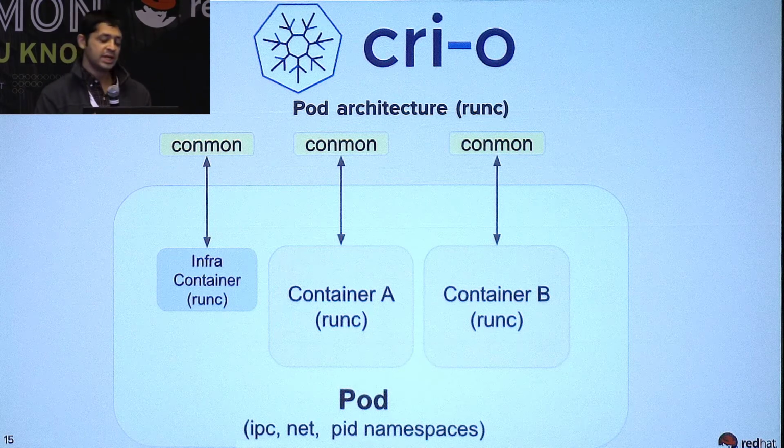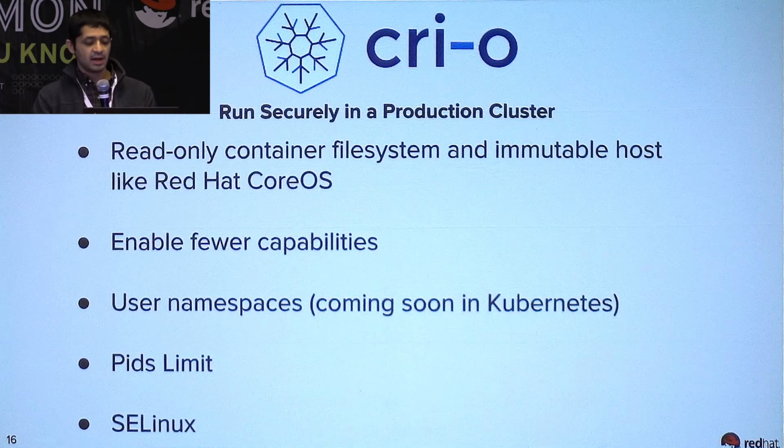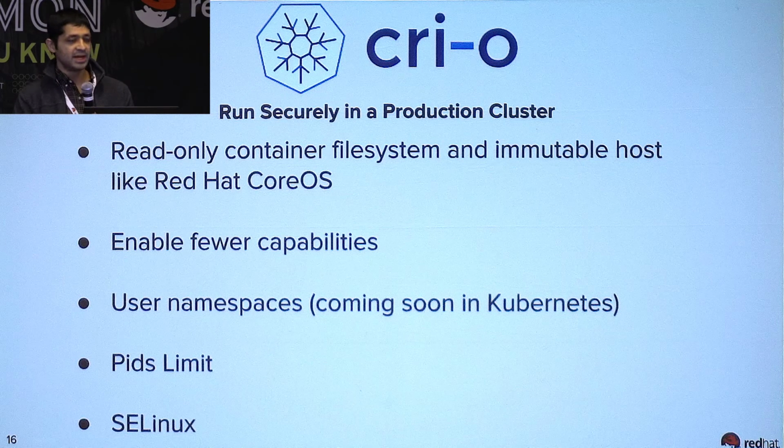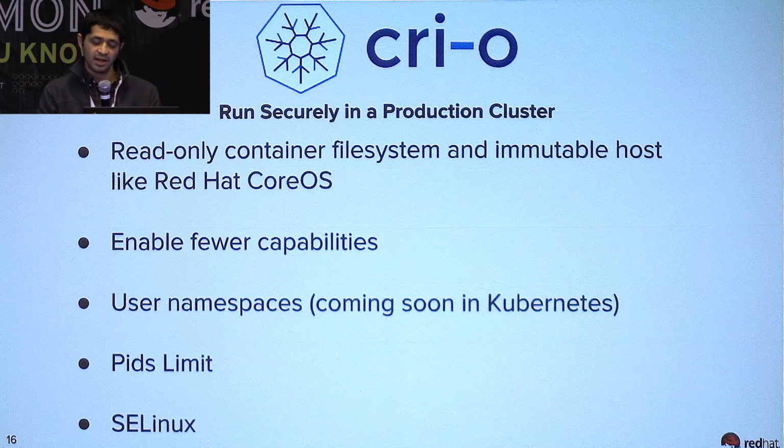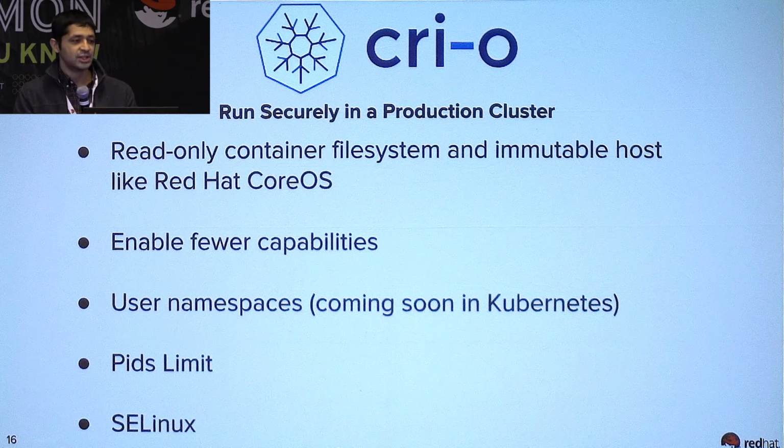So what do you need to do to run securely in a production cluster? Secure defaults. Use read-only container file system. So your container process cannot write inside your container read-write layer. So just basically get rid of the read-write layer if possible. And like all containers and pods should be writing to the volumes that are provisioned by Kubernetes and not using the read-write layer. Secondly, use an immutable host like Red Hat CoreOS. So if a container process is able to somehow break out of the container, they are not able to make changes to your host operating system.